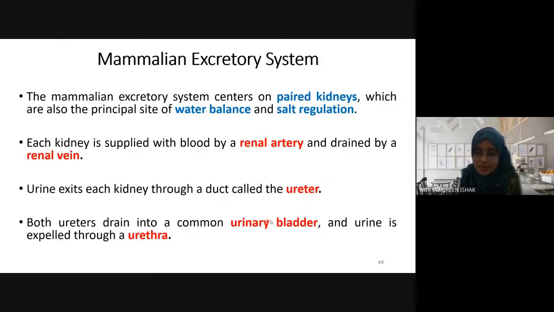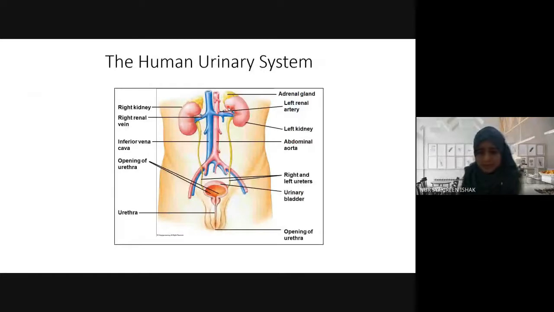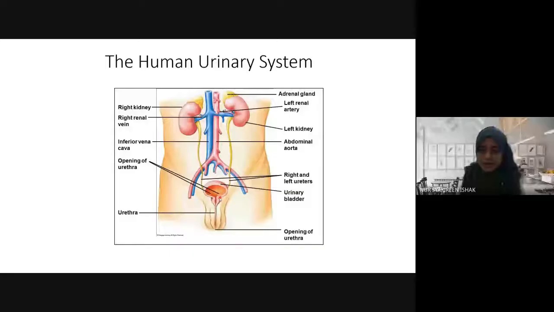From the kidney to the urinary bladder is through the ureter. From the urinary bladder to the outside of the body is through the urethra. So don't confuse between these two terms. Ureter first, then urethra. The ureter is between the kidney and the urinary bladder, and then out from the body through the opening is the urethra. It conveys the urine out of your body.